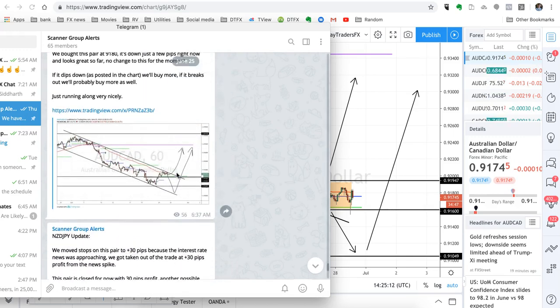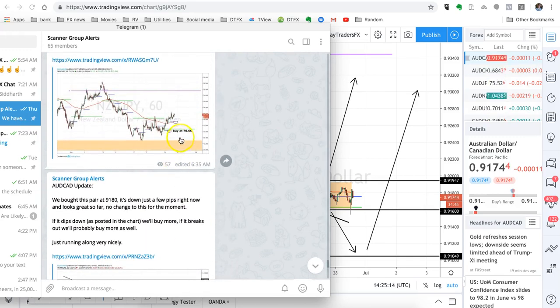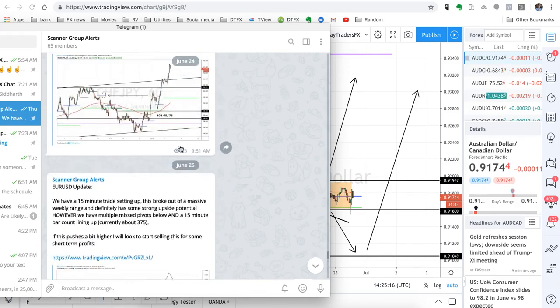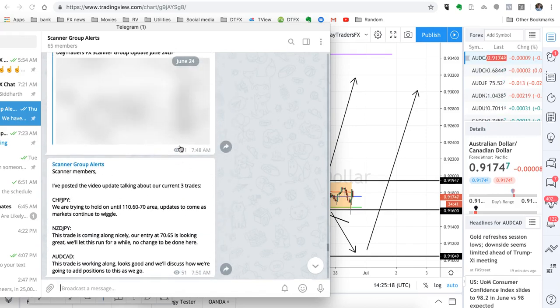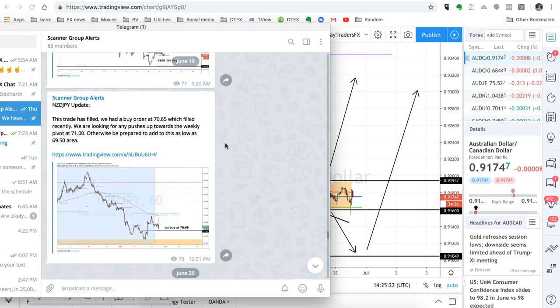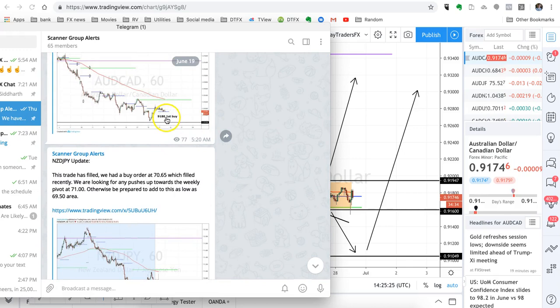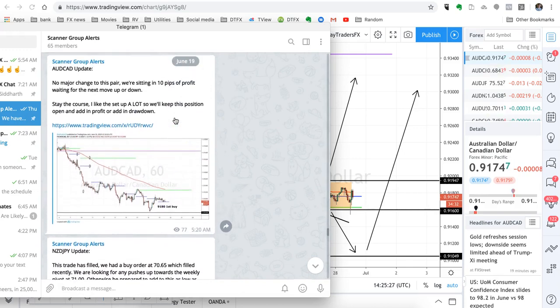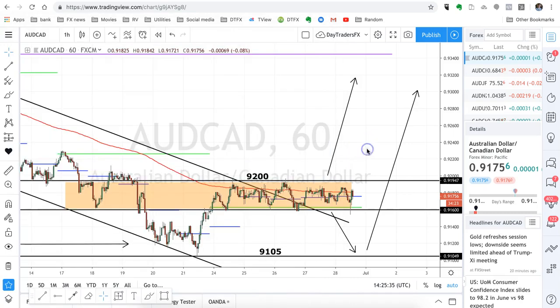The Aussie CAD, we got into this one just about current price. If we scroll back just a little bit, right before the couple of videos there, you can see we got into the Aussie CAD at 91.80. You have to go back a couple of days. We got into that Aussie CAD at 91.80, and it's been kind of slowly just cruising along. It's not doing a whole lot right now. It's been going like this, not really going anywhere.